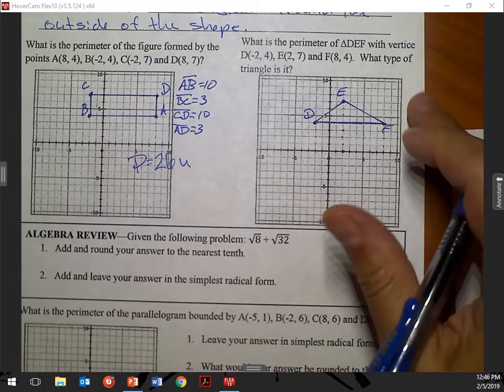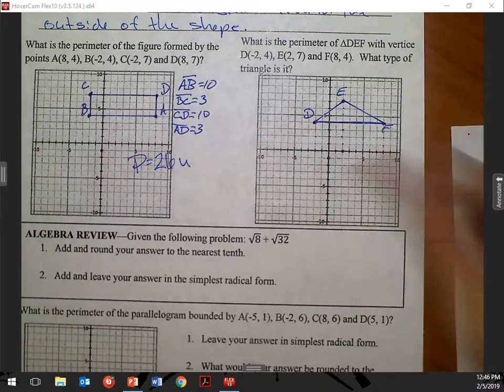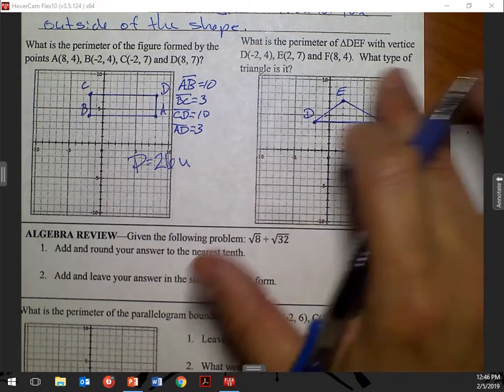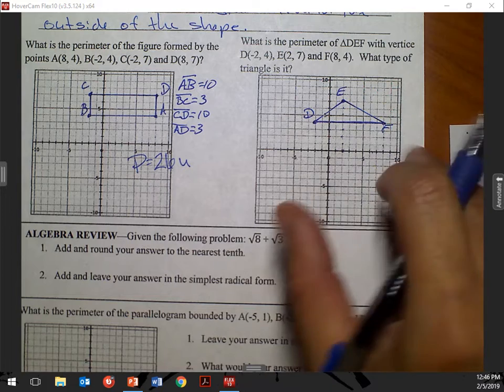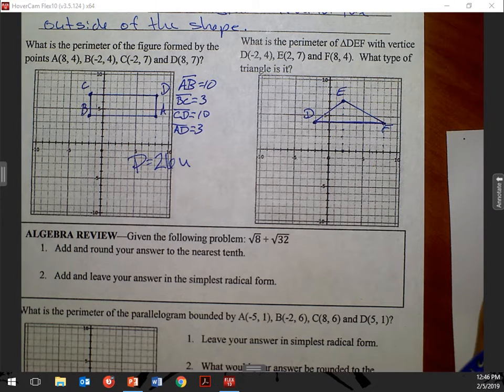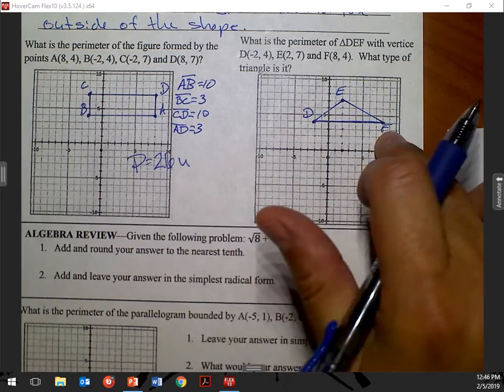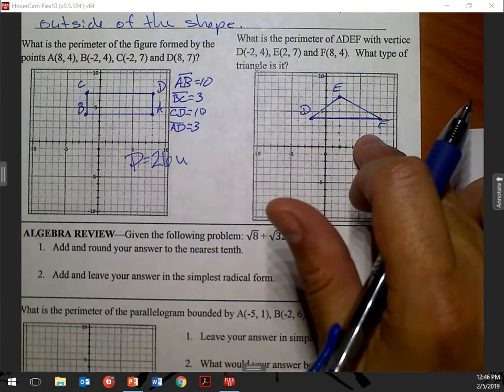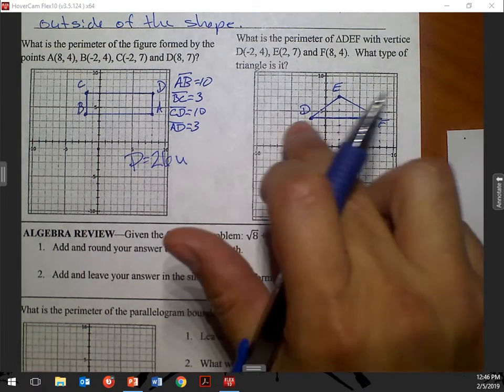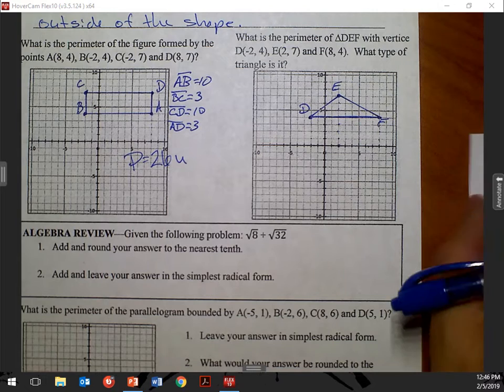Okay, so this one right here is a triangle, right? Do I have any of the sides that are on a straight line? DF, right? DF is a straight line, isn't it? It's on one of my grids. I can go from left to right. So how far is it from D to F?